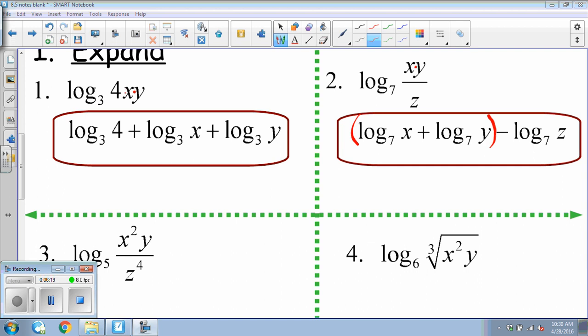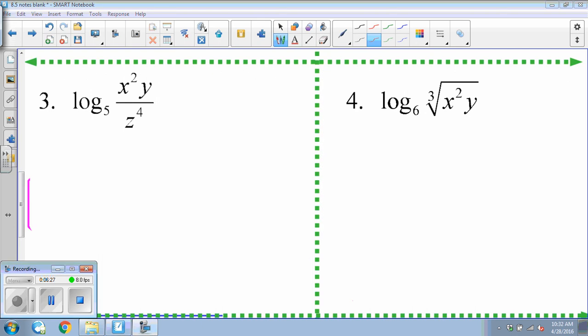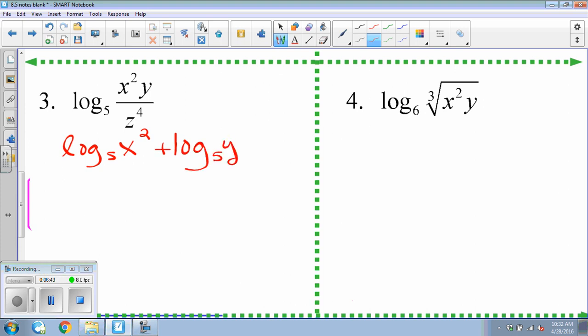Okay, let's move to number 3 and 4. Let's check your answer with number 3. So that should be, I'm going to write every step. You probably skipped this middle step. So this is log base 5 of x squared plus log base 5 of y minus log base 5 of c to the 4th.